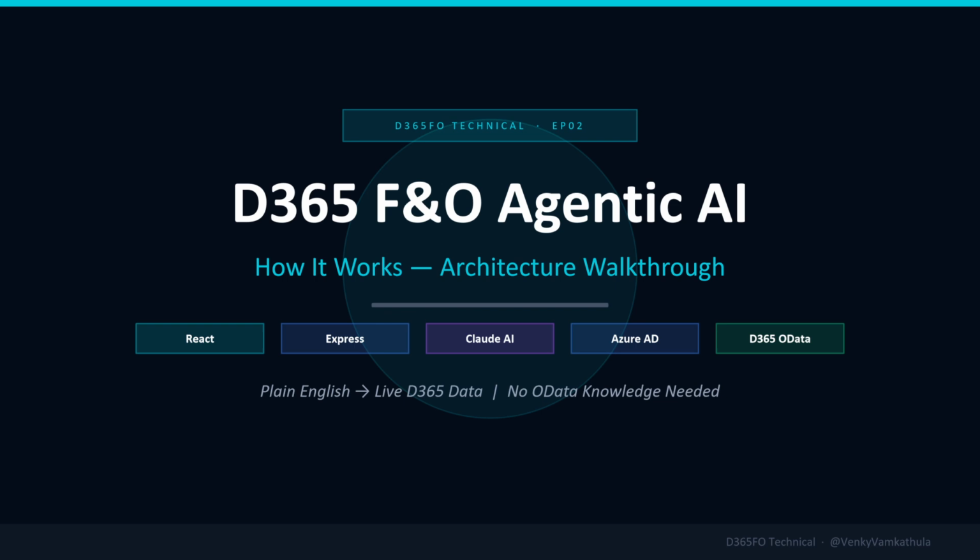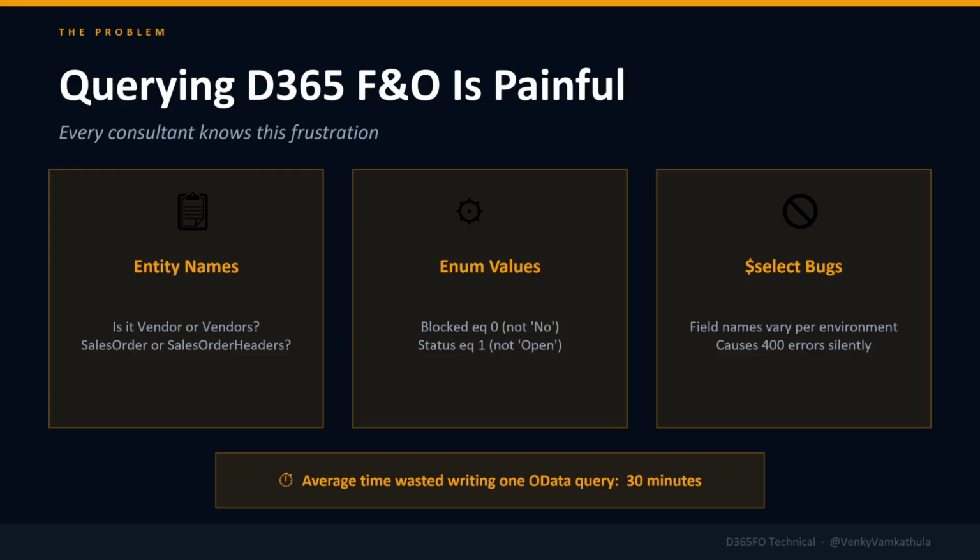Generally, as a consultant, we should know the entity names and enum values, and we need to go for the selected fields. On average, querying the OData itself takes around 30 minutes, sometimes more and sometimes less. It depends on a case-by-case basis.